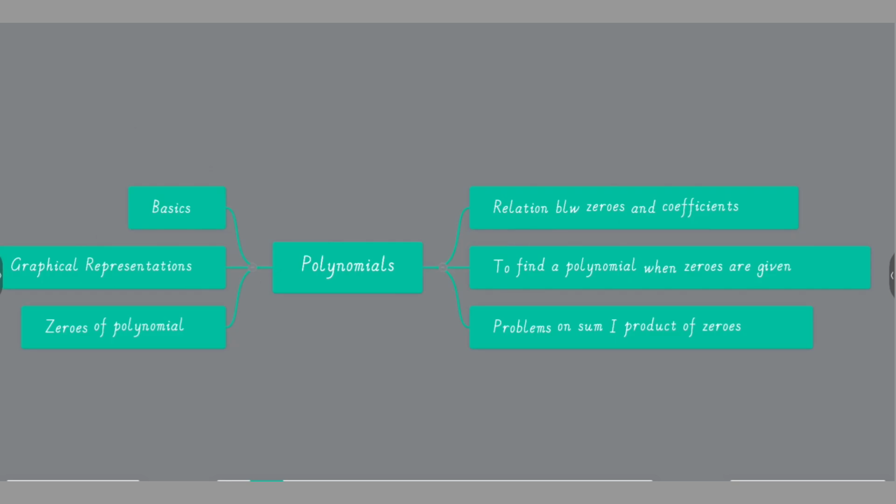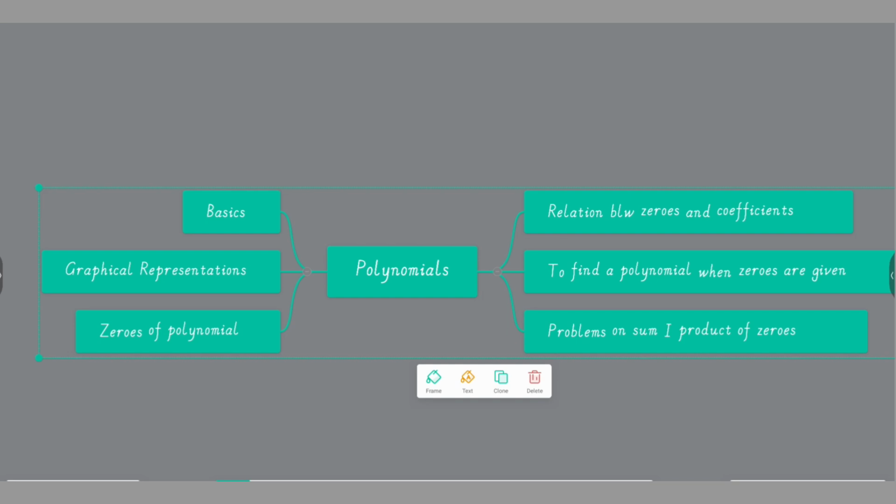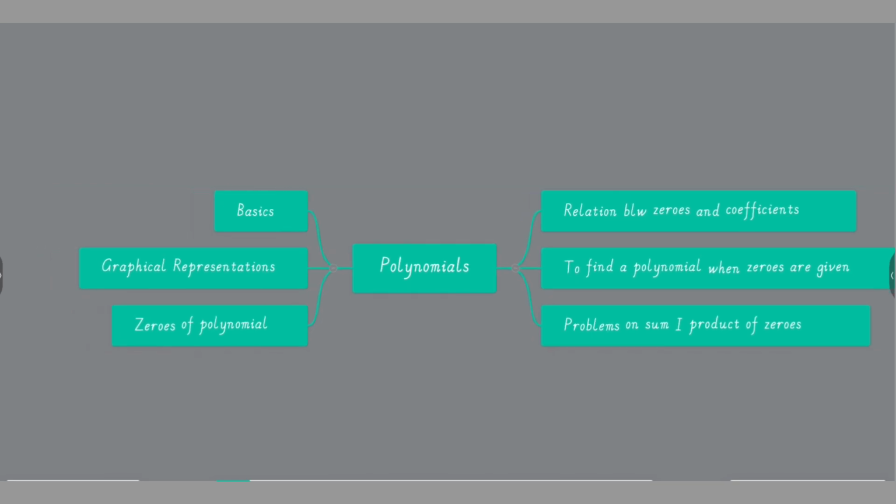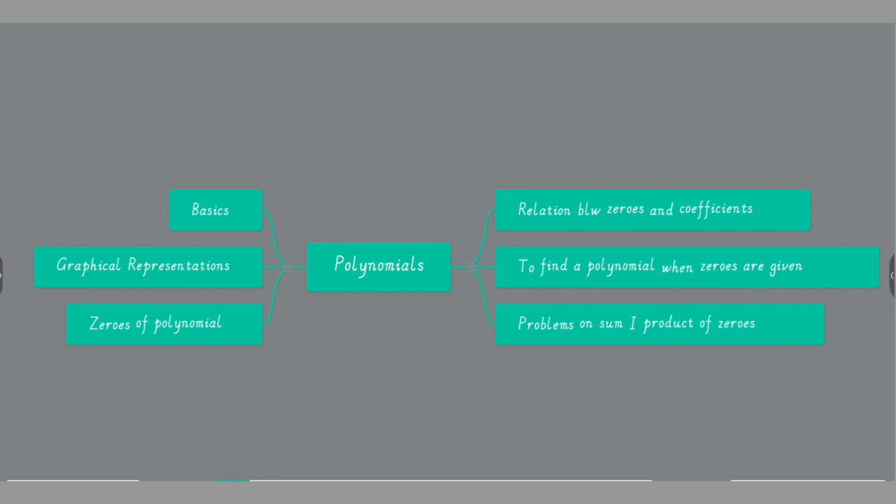In the next chapter we have polynomials. In the polynomials topic we'll be having some more number of concepts. Exercises are only two, but here the basics. First topic, basics means what? In ninth class also we have polynomials. There we learned about what a polynomial is, the definition.